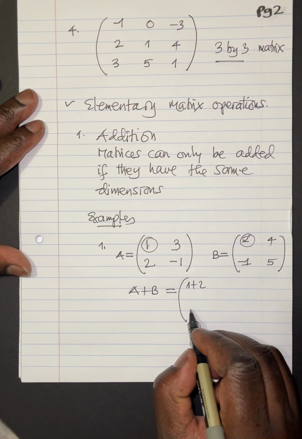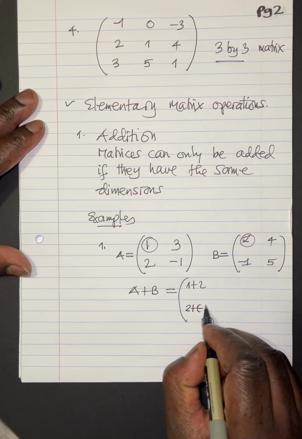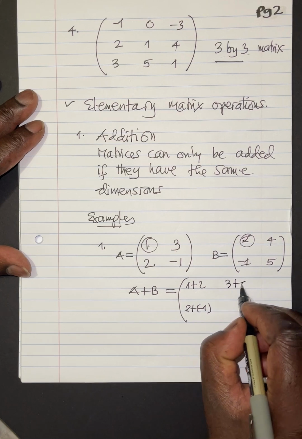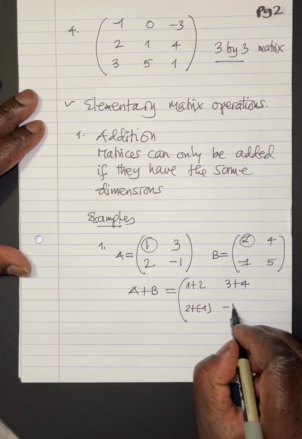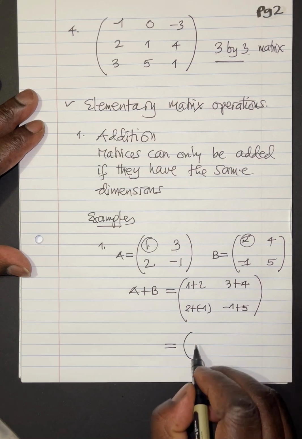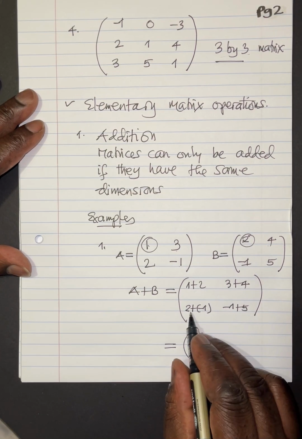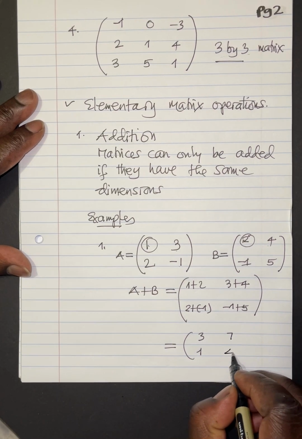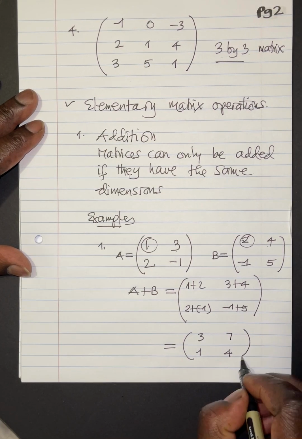So let me just continue then. 2 plus minus 1, and then we continue on the other side. We're going to say 3 plus 4, and then down here we're going to say minus 1 plus 5. And then we simplify this. It gives us 3, 1, because 2 plus minus 1 is 1. And then we have 7 there, and then we have 4, because minus 1 plus 5 is 4. So this is the solution.